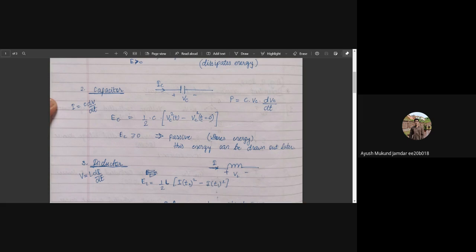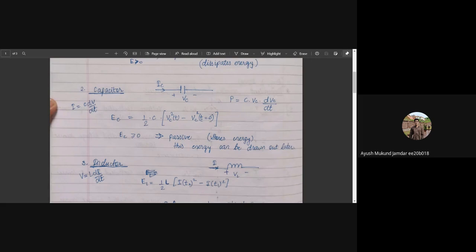Again, talking of the power dissipated, or I should say stored in the capacitor, it will be C. Power is C Vc times dV by dt. Energy comes out to be half CV square, and on integrating, we'll get all the required quantities. So, this was about how the capacitor stores energy.